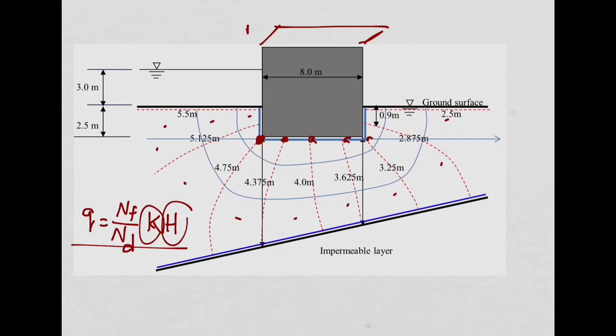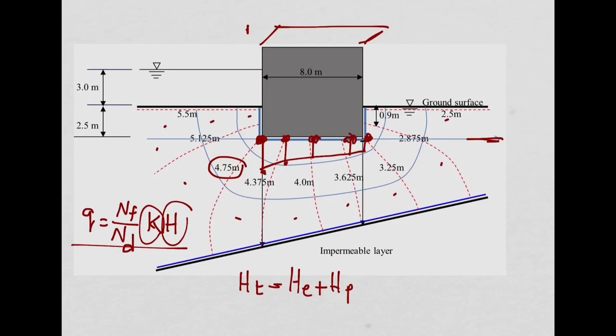I know the total head here is 4.75, and we said before that total head is equal to elevation plus pressure head. Because all of these points are on the datum, they don't have any elevation head, so this value is the pressure head. If I multiply the pressure head by gamma water, I get the pore water pressure at this point, and this point, and so on. So I get the distribution of pore water pressure underneath my dam.